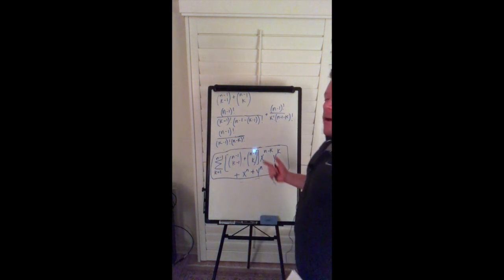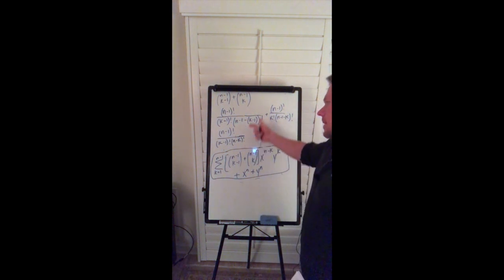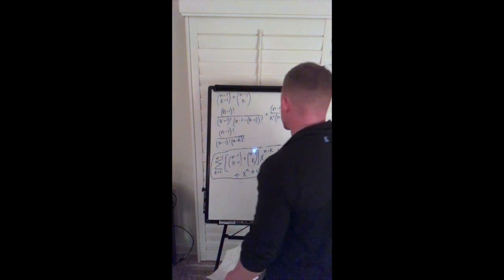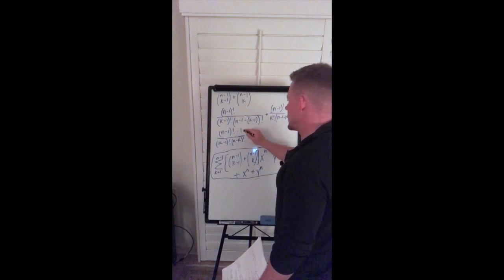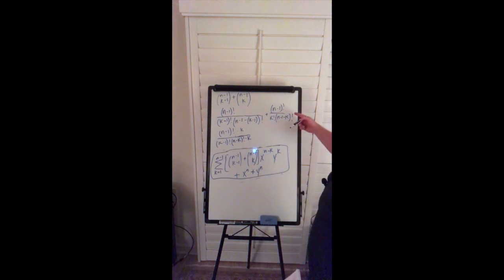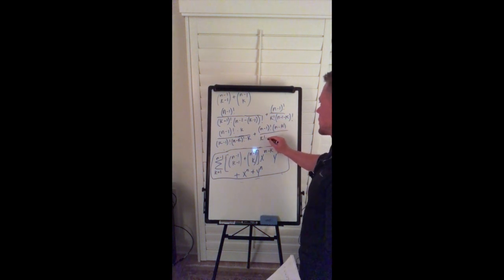Now we're going to try to find a common denominator. What if I were to multiply this by k over k? I'm allowed to do that because k over k is 1. So I'm just going to put times k. And then here, what if we multiplied that by n minus k over n minus k? We'd be left with n minus 1 factorial times n minus k over k factorial times n minus 1 minus k factorial times n minus k.